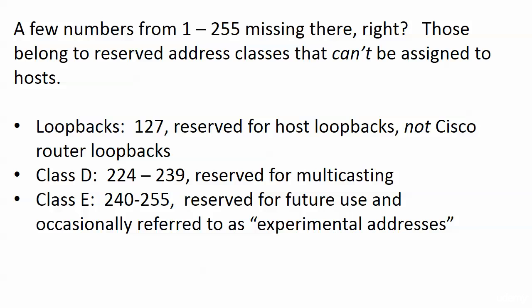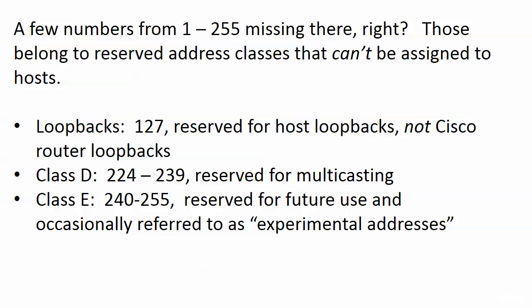Class D, 224 through 239 will be the first number for those. That's reserved for multicasting. Multicasting is our middle ground between a unicast and a broadcast. We know what a broadcast is. That's destined for everybody. A unicast, as you'd get from the name, is destined for one particular individual. We have a middle ground called multicasting, where a message is sent to members of a certain group, and there will be multiple members. So we're not just sending it to one person, and we're not just sending it to everybody. It's that middle ground.